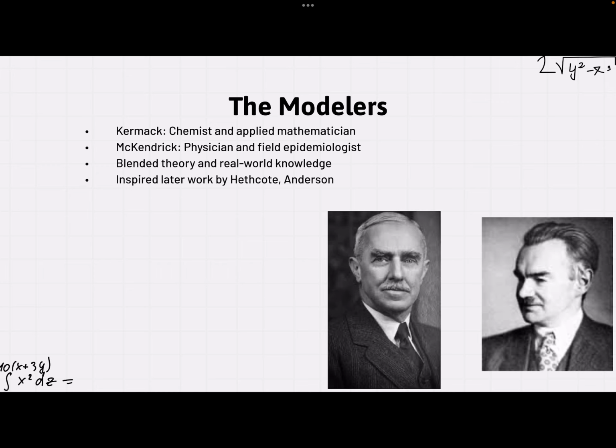So, the modelers. Kermack was a chemist and a mathematical modeler, while McKendrick was a physician with experience tracking outbreaks in the field. Their different backgrounds allowed them to build a model that was both mathematically and biologically realistic and effective. Their work inspired future generations of scientists who continued to improve and expand the model for modern use. Out of this came a multitude of models such as the SIRS, SIRV, etc., that we'll talk about later.